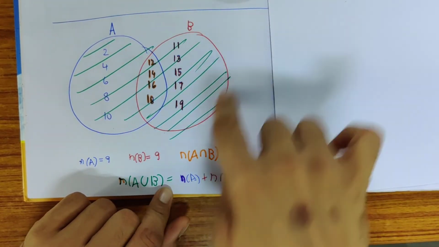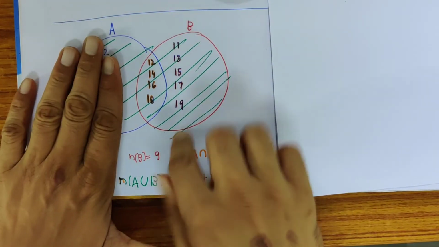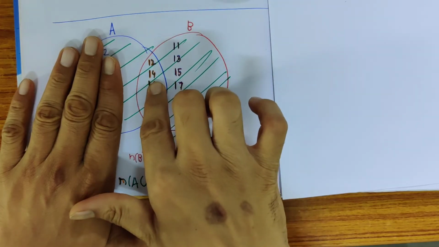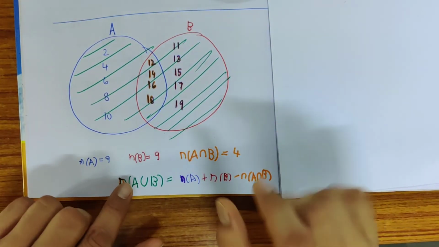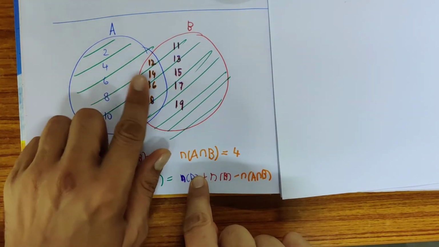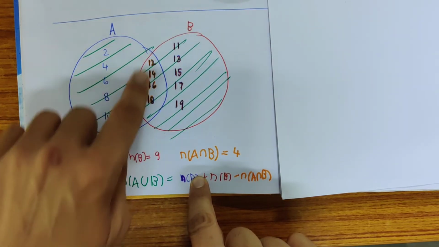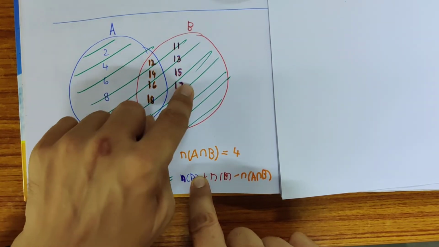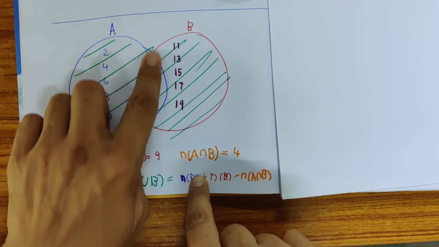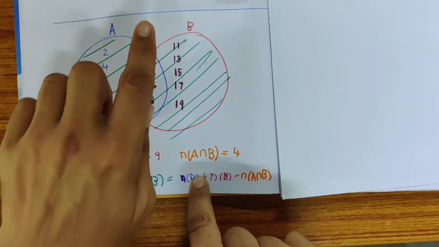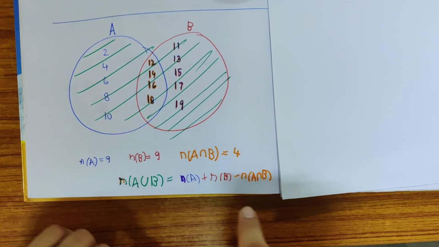So if we look at the union, we can see that there is 5 here plus 5 here, 10 plus 4, 14. We are expecting 14. Now if we look at n of A, that's 9. n of B, that is 9. So 9 plus 9 is 18. And I need to remove one set of this, which is out of 18 I remove 4. I'll get the same 14.